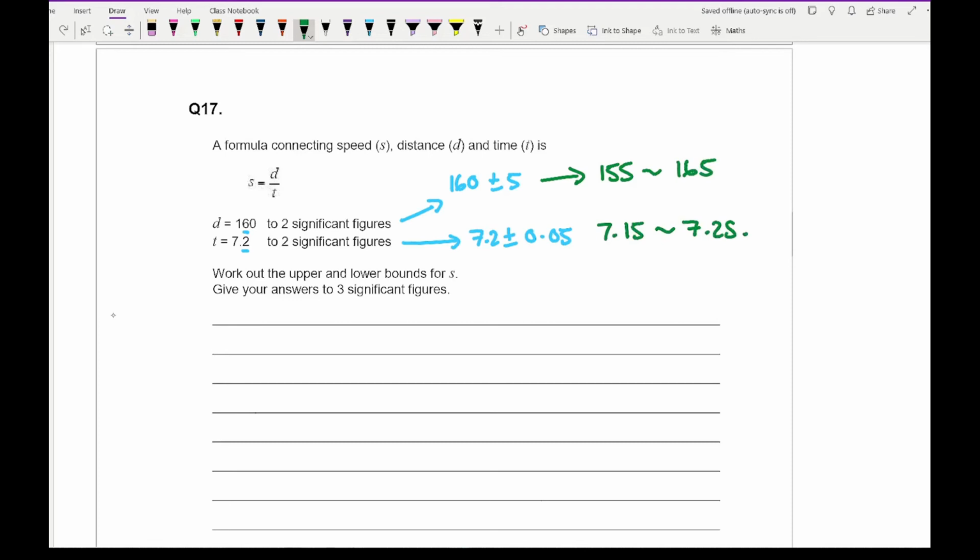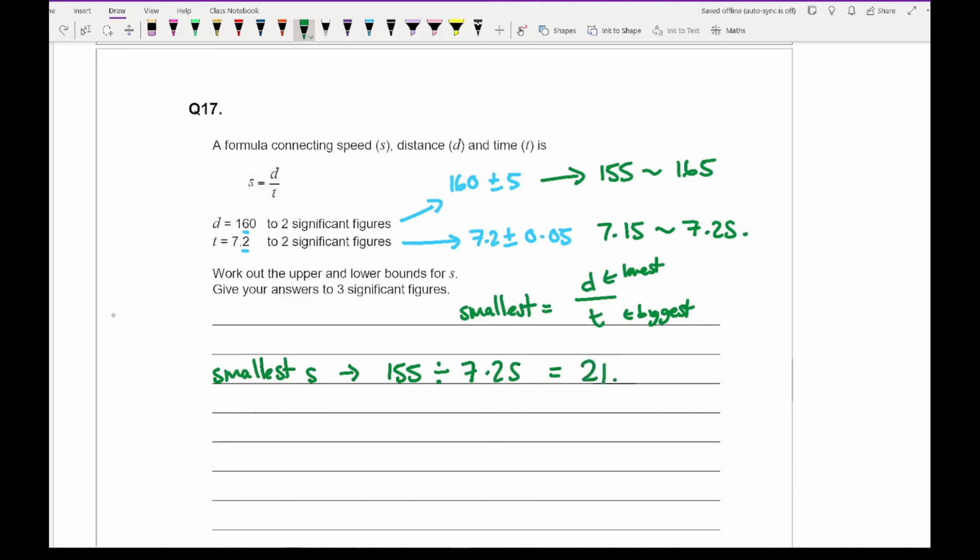Now to get the smallest fraction, the smallest is going to be with D over T. This is going to be the slowest or the smallest, and this is going to be the biggest. So the smallest S is going to equal the smallest D, which is 155, divided by the biggest T, which is 7.25. And if I type that into my calculator, 155 divided by 7.25, it gives me an answer to 3 significant figures of 21.4.